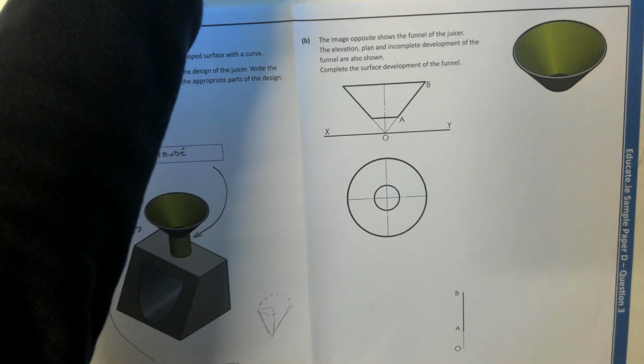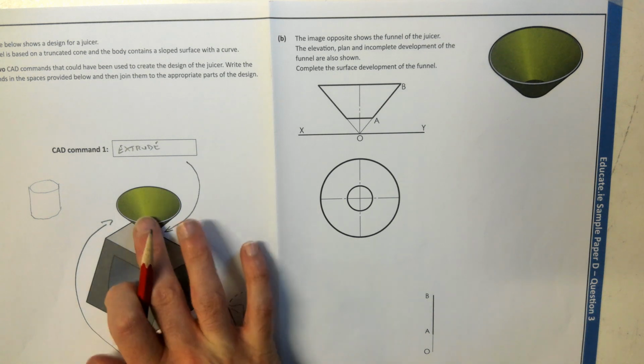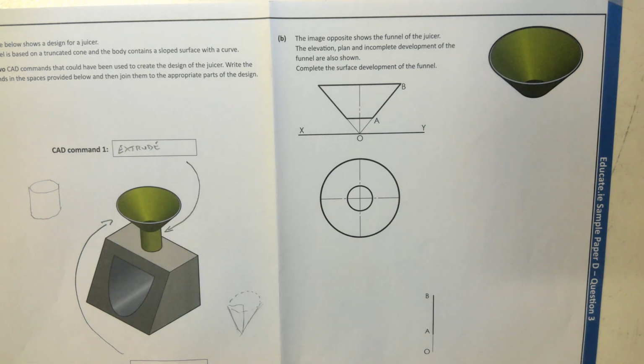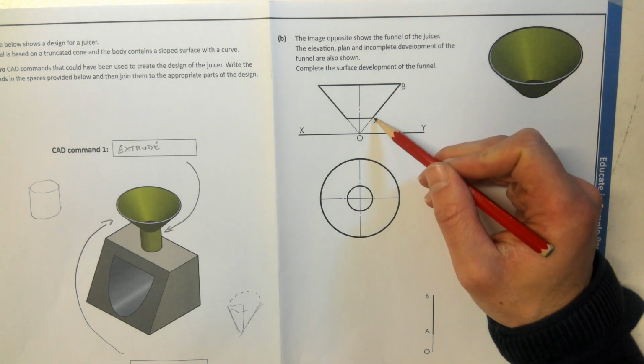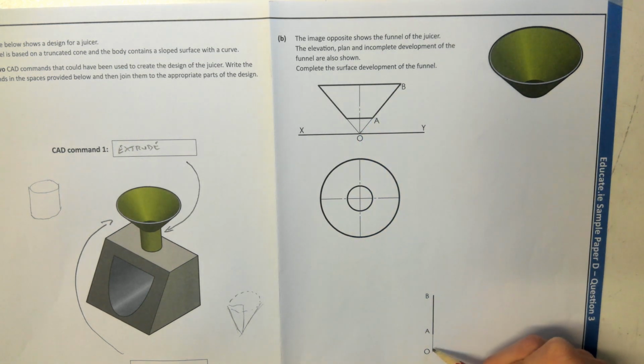For part B, the image opposite shows the funnel of the juicer, so the top part here. The elevation, plan and incomplete development of the funnel are also shown. Complete the surface development of the funnel. So basically what they've given you is the extreme generator BA and down to O where it's cut off, and that's given to us here.